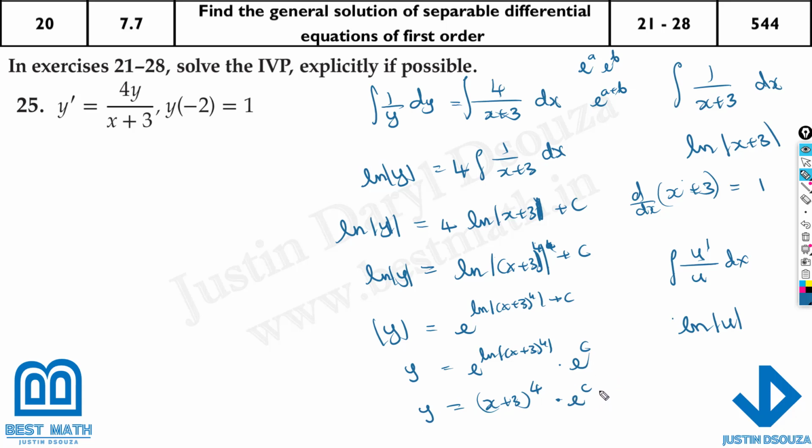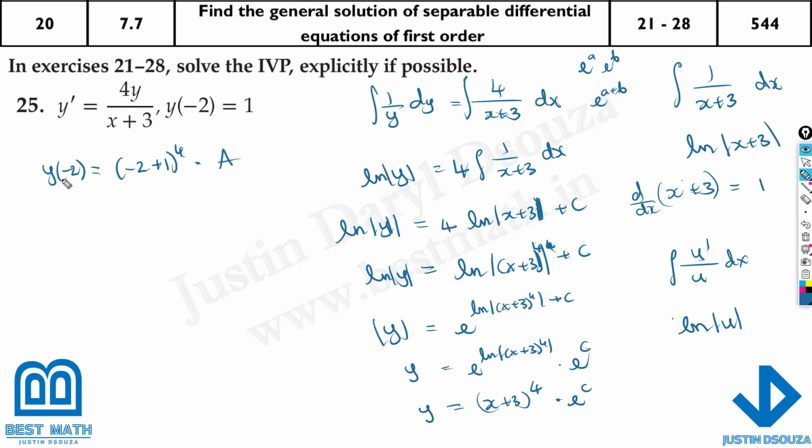This is it. Now it's not over. We need to put in the initial values. What is the initial value we have considered? For y of minus 2, the value of x will be minus 2 plus 1 the whole power 4 into, you can take e to the power c as a. I was doing that before, right? Instead of e to the power c, just take it as a, it's easier.